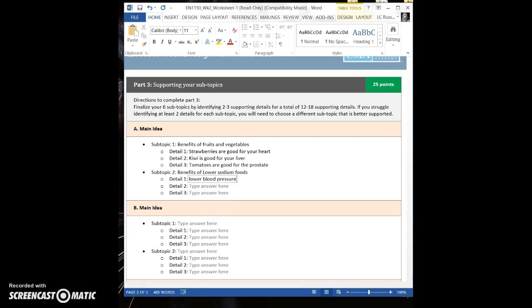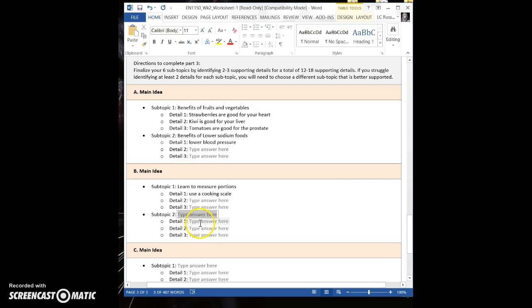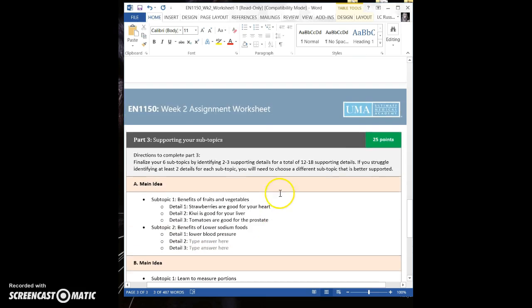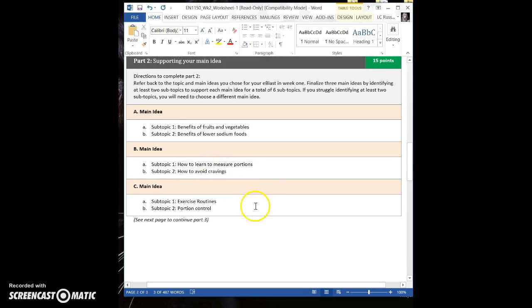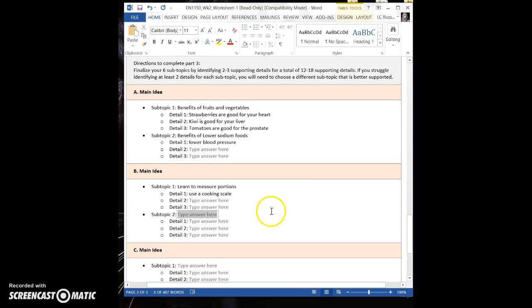Your second main idea, remember that the second main idea was portion control. Okay, one of the subtopics for portion control was to learn to measure portions. Okay, here you're going to also put a detail down for learning to measure portions. Perhaps you would use something like use a cooking scale. Okay, and you would fill in 2 more. Down here you're going to have another subtopic. Remember what they were. You're going to take those, learn how to measure portions, how to avoid cravings. Okay, you're going to come in and put how to avoid cravings. Then you're going to think up 3 areas that are going to deal with how to avoid cravings.